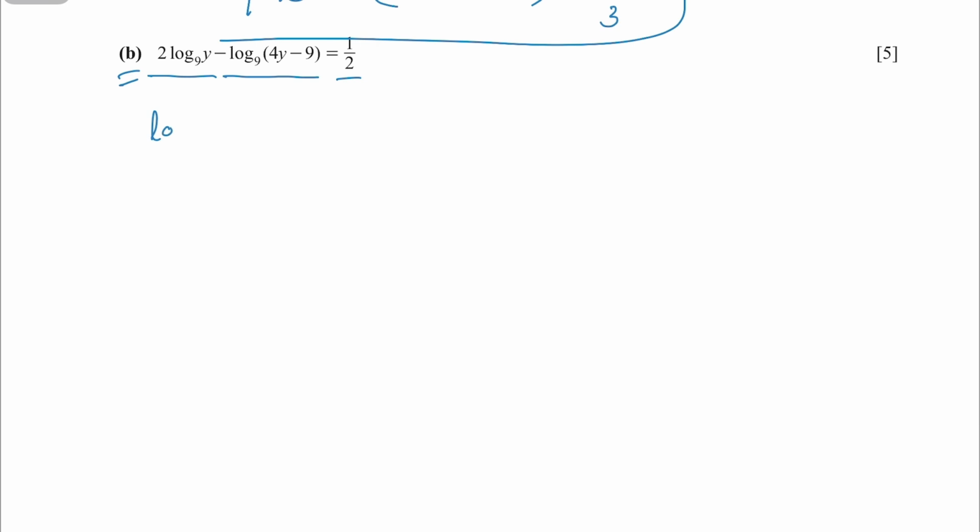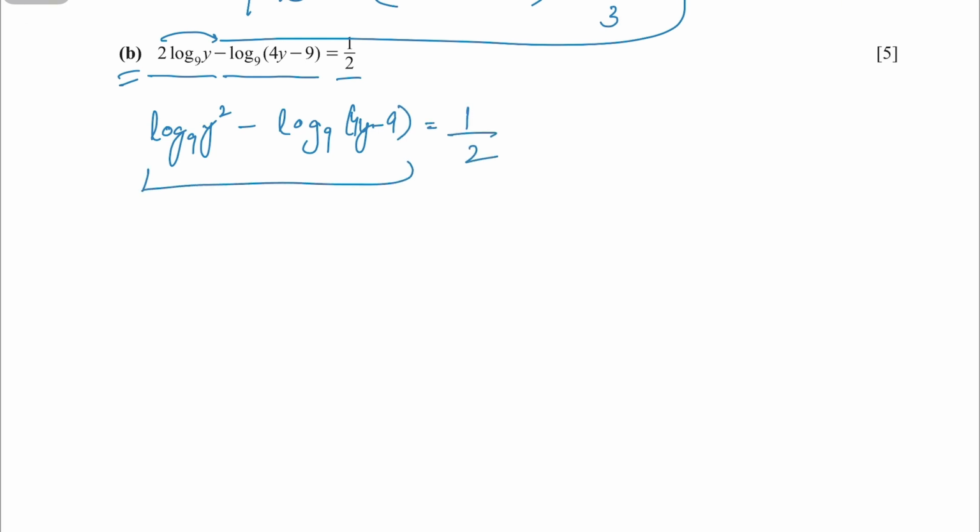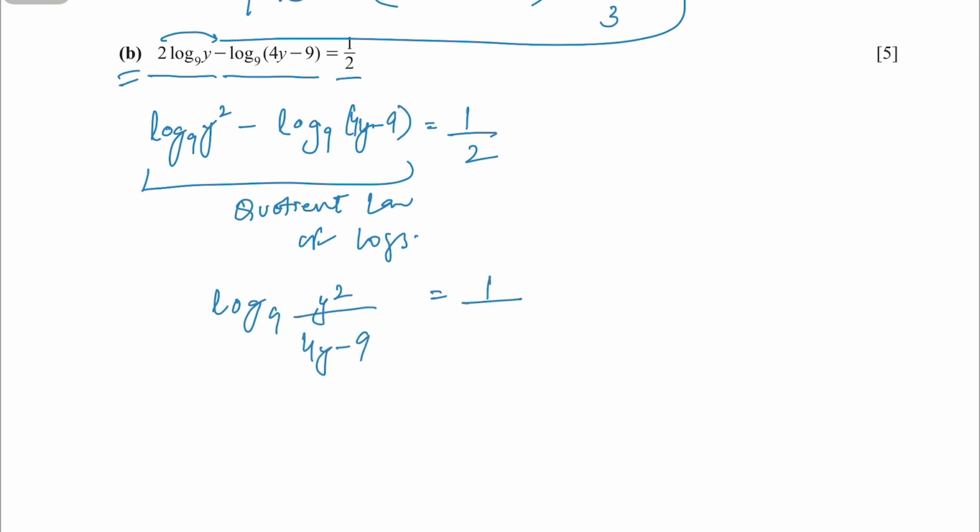So this would look like, by using the power law, this power would come over here. This would be log base 9 of y squared, and then minus log base 9 of (4y minus 9) equals 1 over 2. Let's just use the quotient law of logs. So this would be log base 9 of y squared over (4y minus 9) equals 1 over 2.